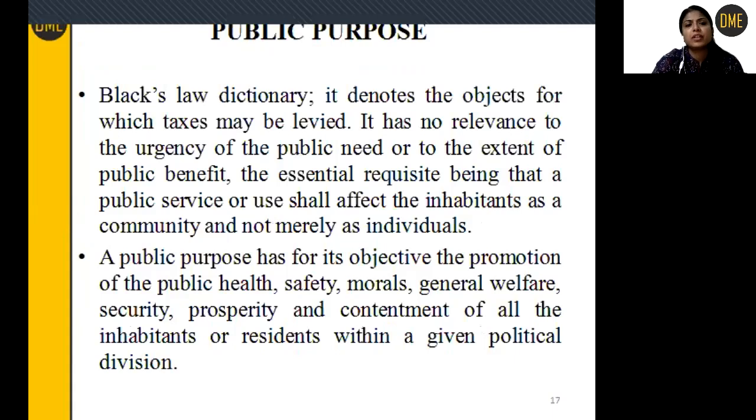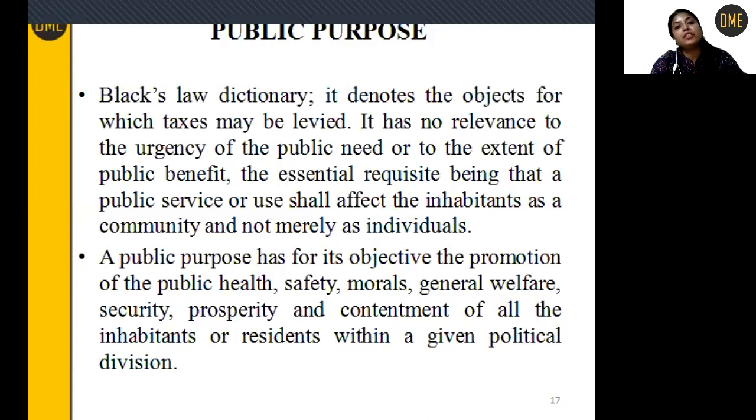Otherwise, if we look at Black's Law Dictionary to find out the meaning of public purpose, it denotes the objects for which taxes may be levied. All the objects on which taxes may be levied, and it has no relevance to the urgency of public need or the extent of public benefit, the essential requisite being that a public service or use shall affect the inhabitants as a community and not merely as individuals.